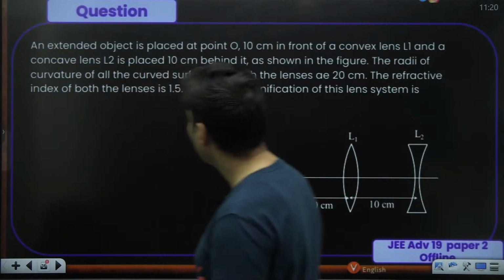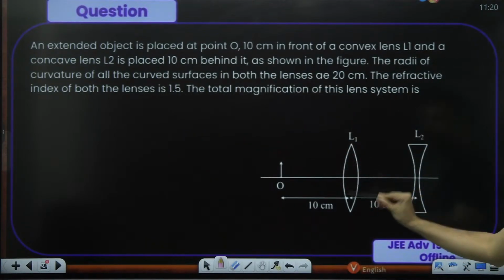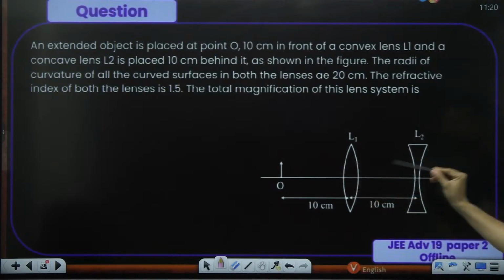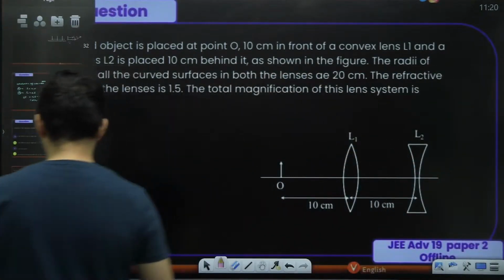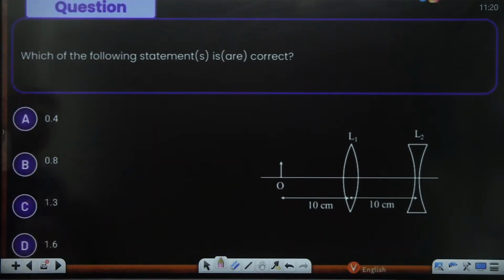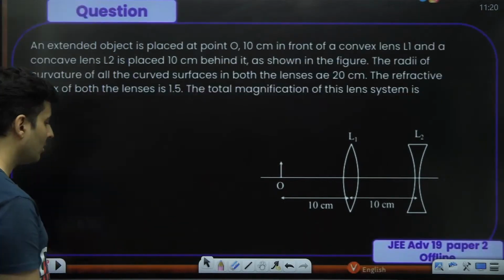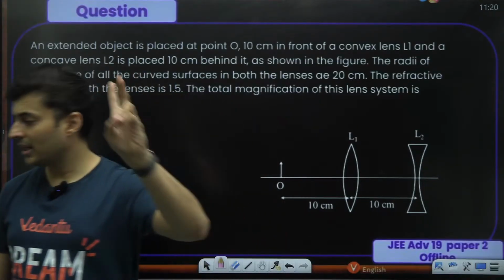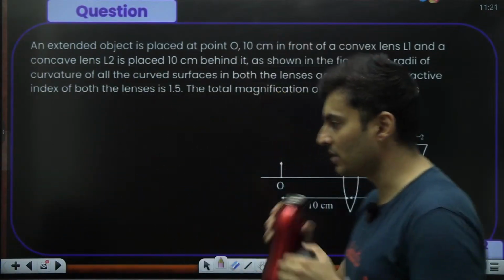Okay, let's see. What is it? There is an extended object which is placed at point O 10 centimeters in front of this lens, and another concave lens is placed 10 centimeters behind it. The radii of curvature are 20, refractive index is 1.5. What is the total magnification of the lens system? I don't have the diagram, so let me just do it over here. Read the question again. There are two lenses back to back, guys, and you have to find the effective magnification.